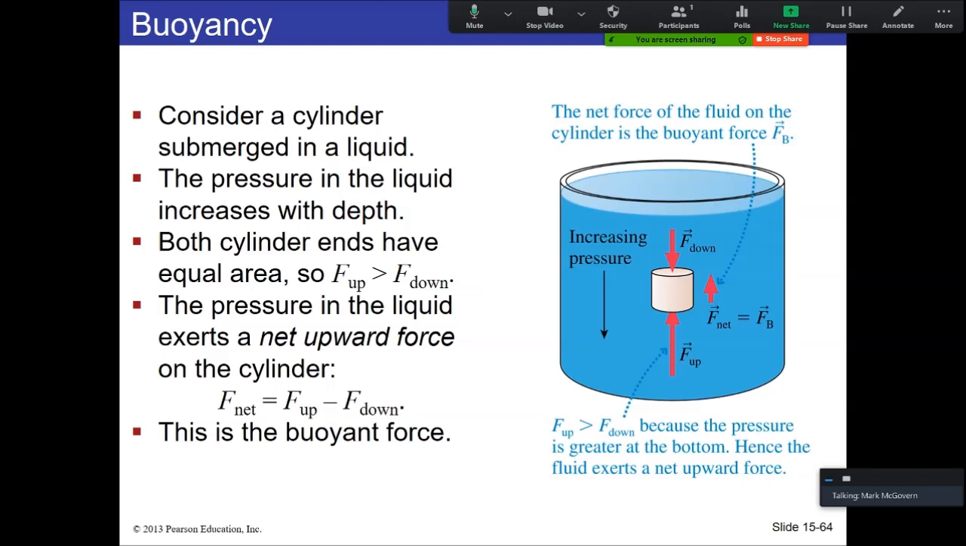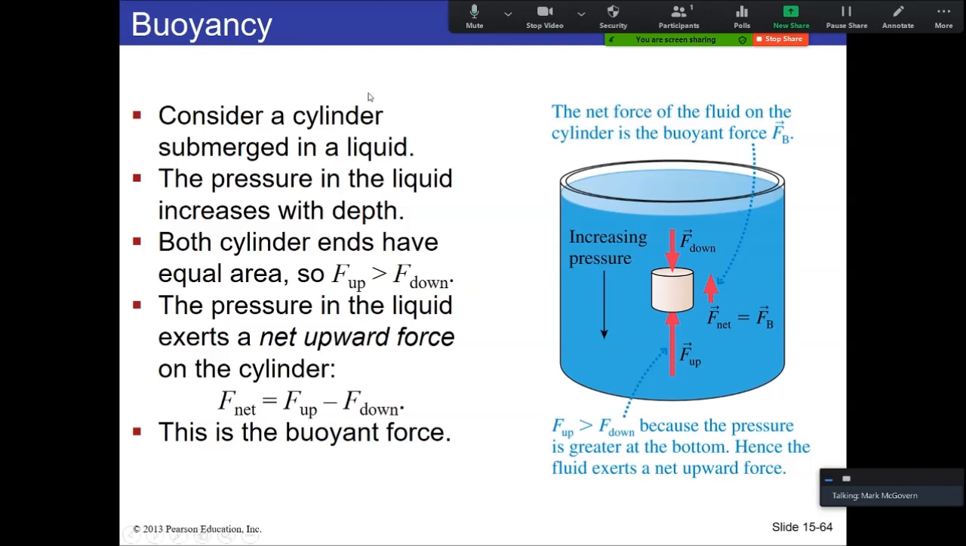What we learned in the last lecture about hydrostatic pressure is that it increases with depth. And so what that means for the cylinder is that the force that's exerted on the top of the cylinder that points downward will not be as great as the force that points upward because there's greater pressure underneath it. And the difference between those two forces, the force that points down and the force that points up, is what we call the buoyant force. And that is ultimately going to determine if our object is going to sink, be suspended, or rise.